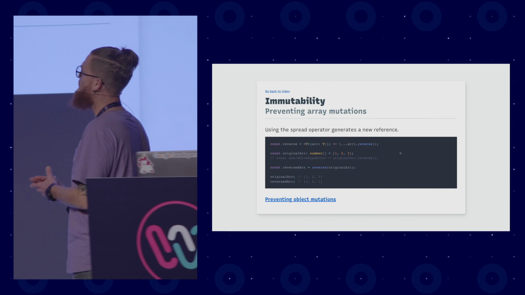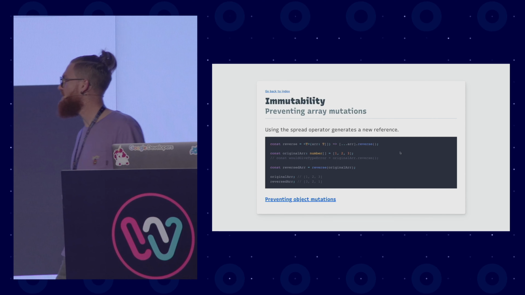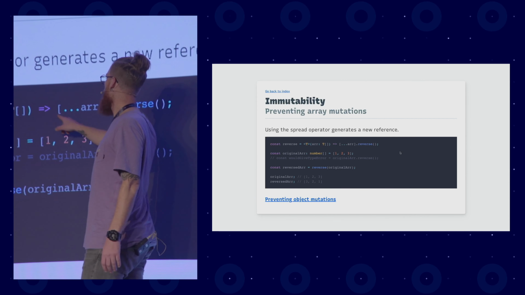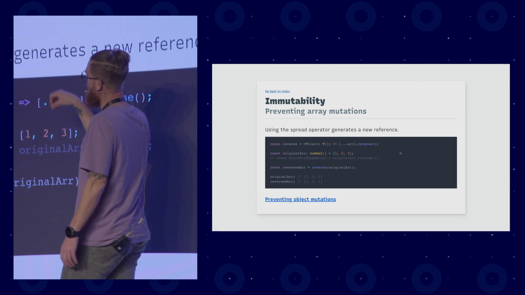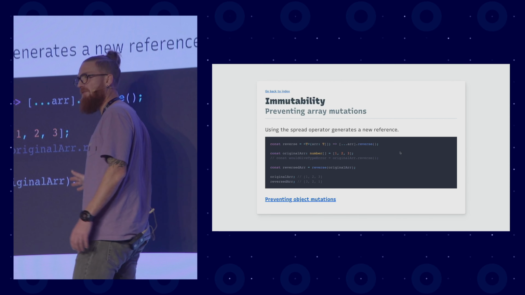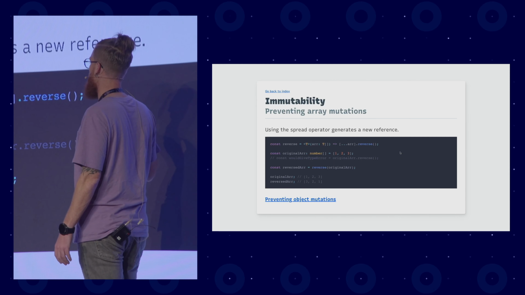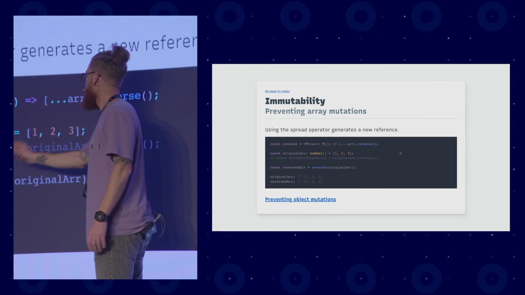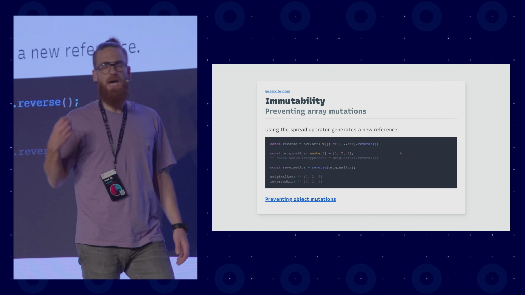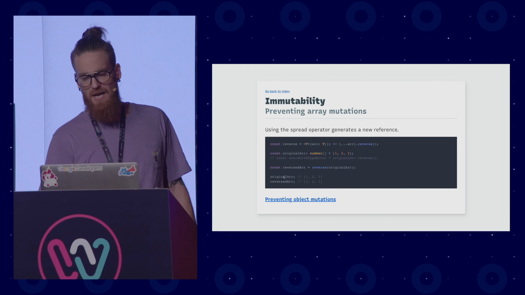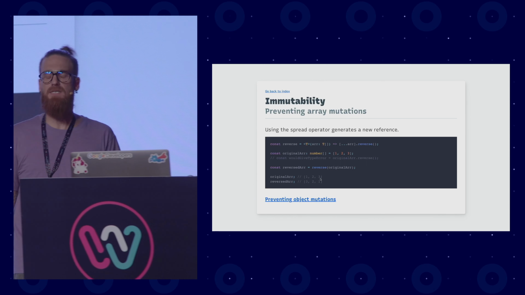If we want to prevent array mutations, we can do it just with the spread operator. So here, what we are doing is creating an array, and we are using the spread operator to introduce all the items in this new reference. So if I do this, what I'm obtaining is a new reference, a new array. So this is acting like I expected. We have the original array, which is incremental, ascending, and the reverse array, which is descending.